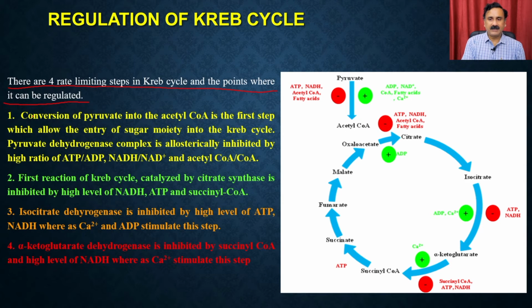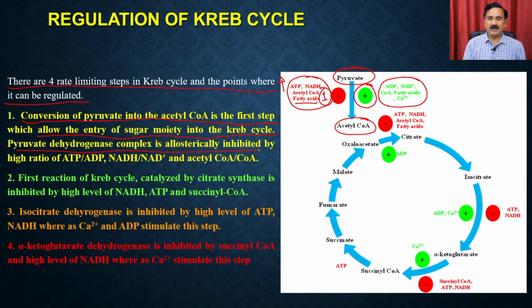Step 1 is the conversion of pyruvate into acetyl CoA, and these are the molecules which are going to be negatively regulated, which means if there is a very high amount of ATP, NADH, acetyl CoA or fatty acid, then that is going to inhibit this particular step. Whereas if there is a very high quantity of ADP, NAD plus, coenzyme A or calcium, it is going to activate this reaction. So the conversion of pyruvate into acetyl CoA is the first step, which allows the entry of the sugar moiety into the Krebs cycle.